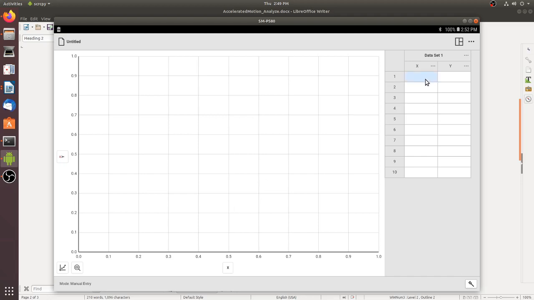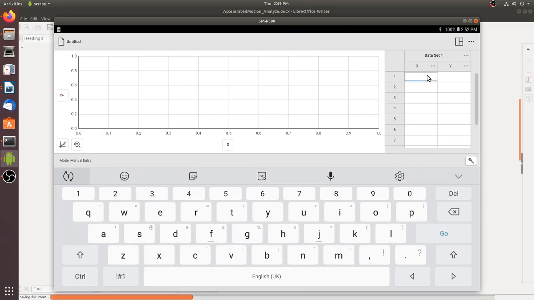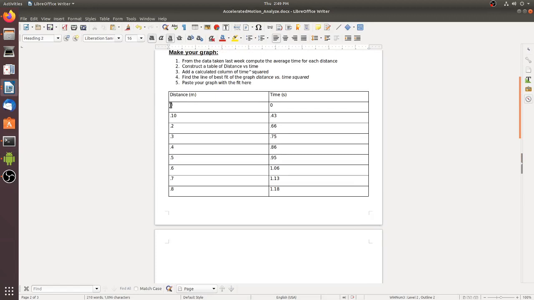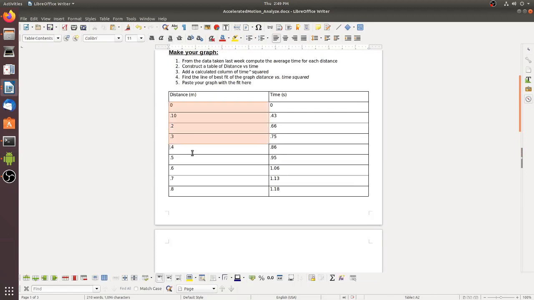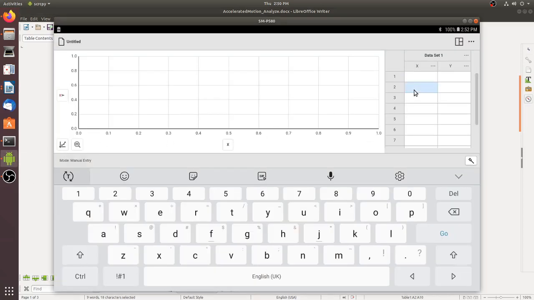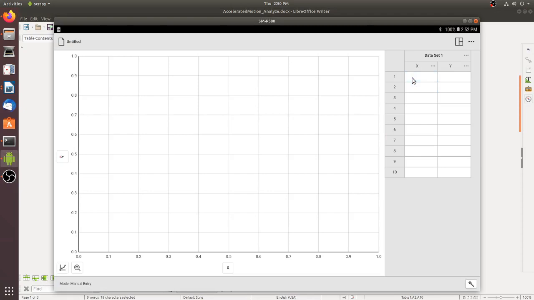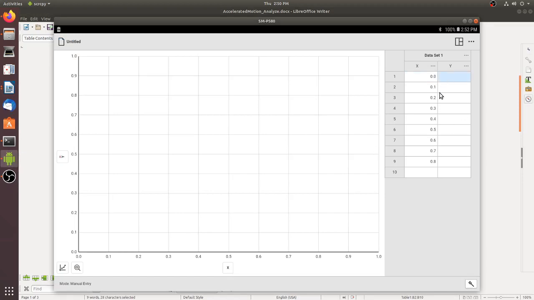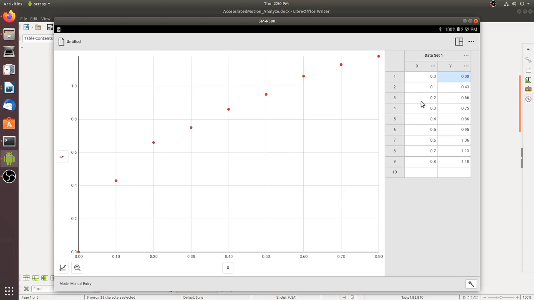So can I type here? Maybe I can cut and paste. Let me go to this distance column here and copy it and go to my tablet and paste it. Whoa, cool. So I can cut and paste onto my tablet. And now I'm going to take the times, copy them, go back to my tablet, and paste them. Excellent.